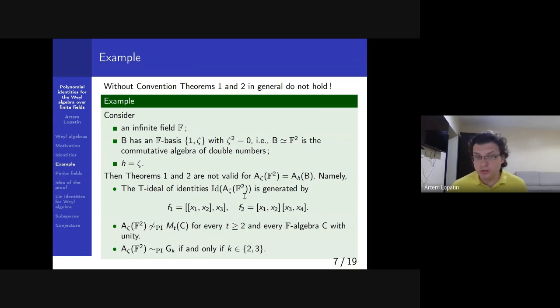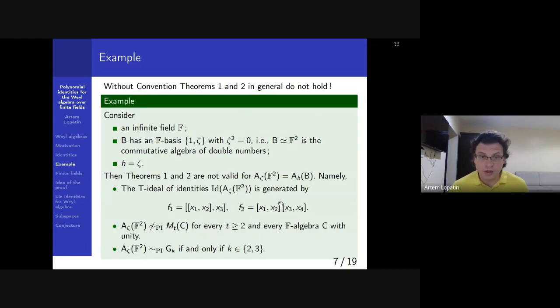So here we can consider the T-ideal of identities of this algebra, and it's generated by these two identities, F1 and F2. It's quite easy to see that because of this fact, this algebra is never PI equivalent to any algebra of T by T matrices or any F algebra C. This fact is quite easy. Well, because the minimal identity for, let's say, 2 by 2 matrices has degree 4. It follows, essentially speaking, from this fact.